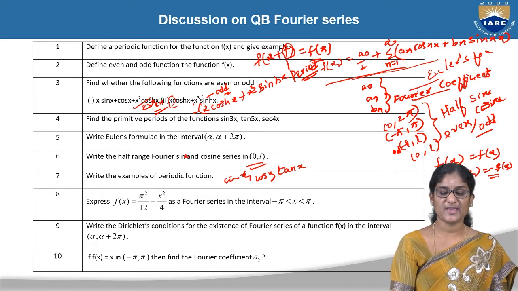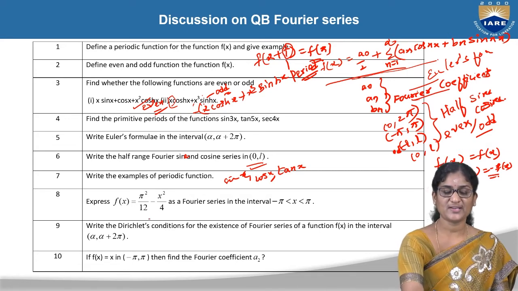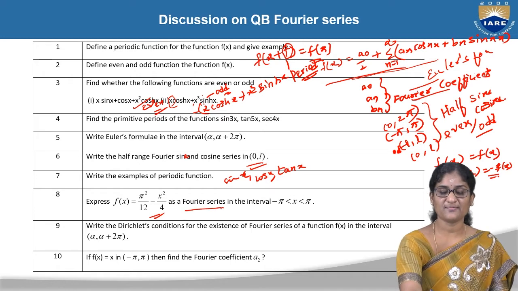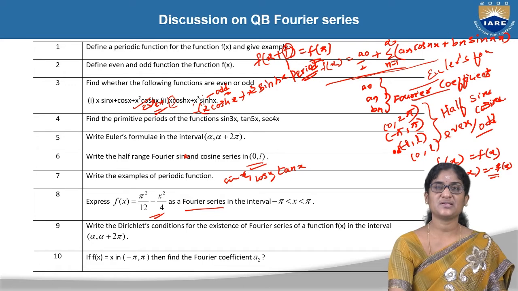Next, express f of x as pi square by 12 minus x square by 4 as a Fourier series in the interval minus pi to pi. So what is f of x? He has given f of x as pi square by 12 minus x square by 4. Now what we need to do is find the Fourier series. What is the expansion of the Fourier series? f of x is equal to a naught by 2 plus summation an cos nx plus bn sin nx. Now, what is a naught?